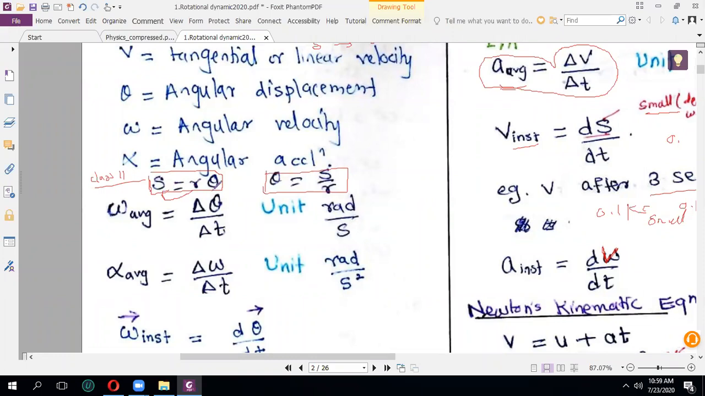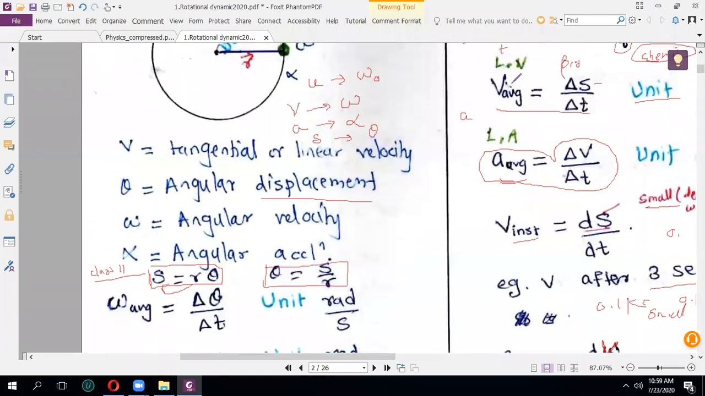Here s is distance, r is position vector, theta represents the angular distance. Okay. Shall we go further? Now, angular velocity. What is the formula of angular velocity? Same copy here. How to find the formula?